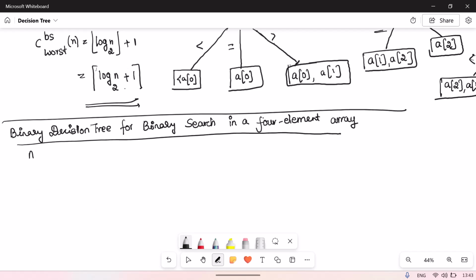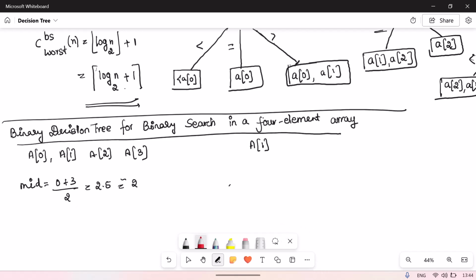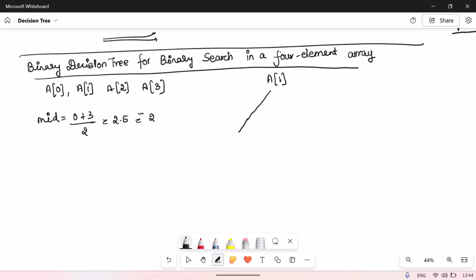Again we'll take 4 elements: A of 0, A of 1, A of 2 and A of 3. Again find the mid element. Mid element is 0 plus 3 divided by 2, 2.5. So I'll take 2 itself, so A of 1, the second element. So only two possibilities are there: either it is greater than or lesser than. If it is lesser than A of 1, it will become A of 0. If it is greater than, then it becomes A of 2.